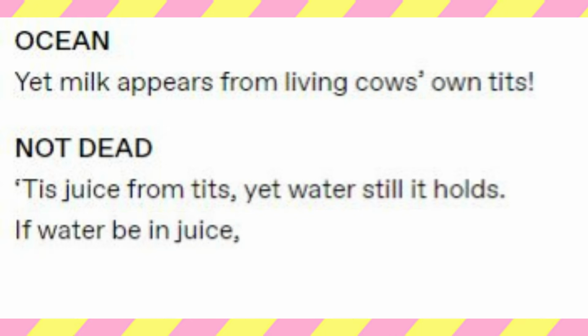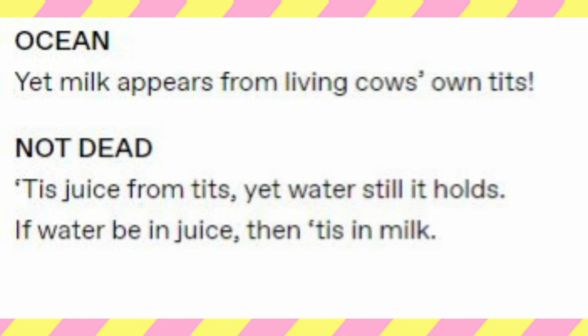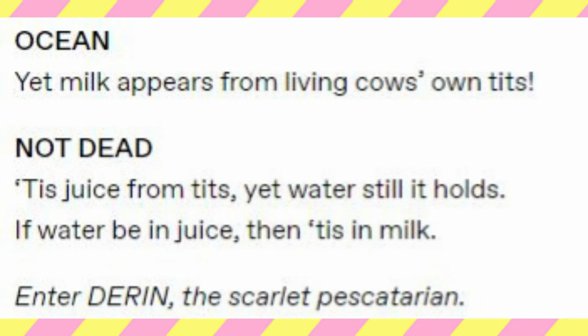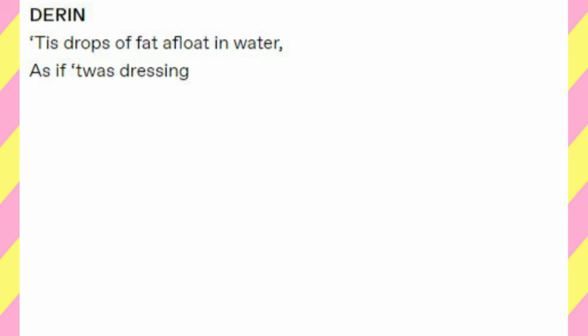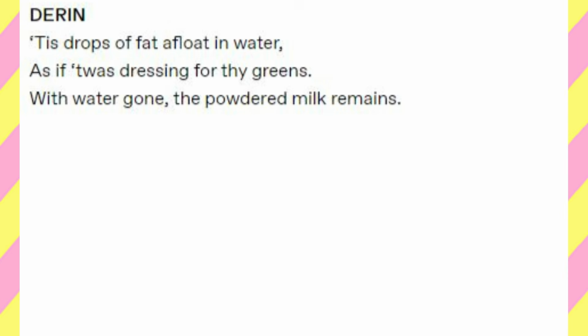Yet milk appears from living cow's own tits. 'Tis juice from tits, yet water still it holds. If water be in juice, then 'tis in milk. Enter Darren, the scarlet pescatarian. 'Tis drops of fat afloat in water, as if 'twas dressing for thy greens. With water gone, the powdered milk remains.